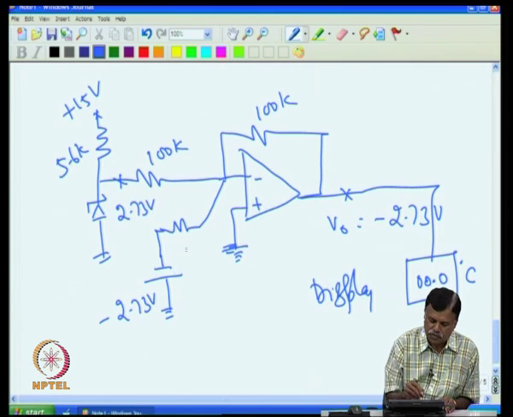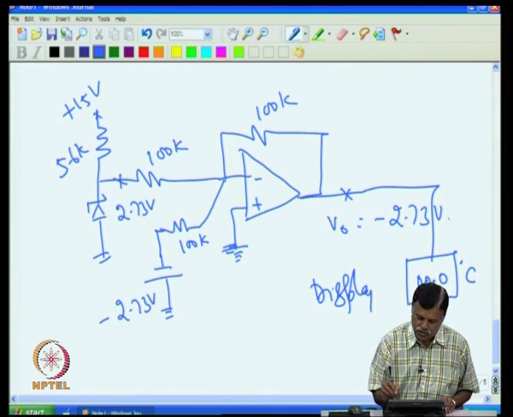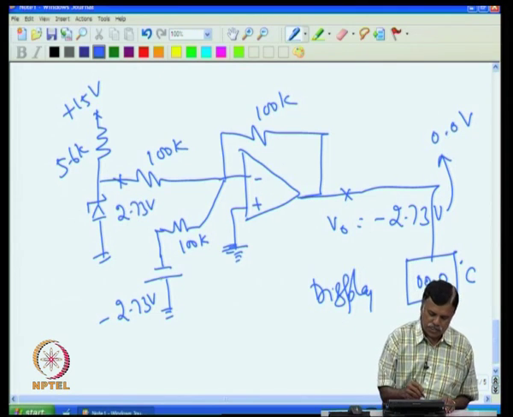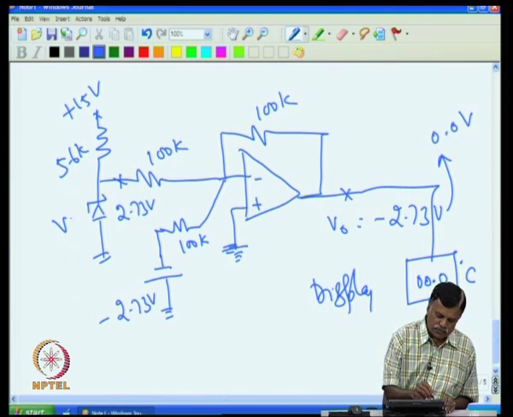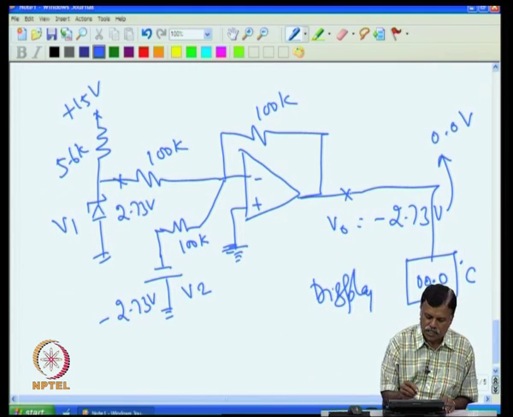Now, if I give minus 2.73, if I put here 100K, then you will find that this V0 now actually tends to 0 volt. This is because now you have two sources, one is V1, another is V2. So, how to find the net output voltage?